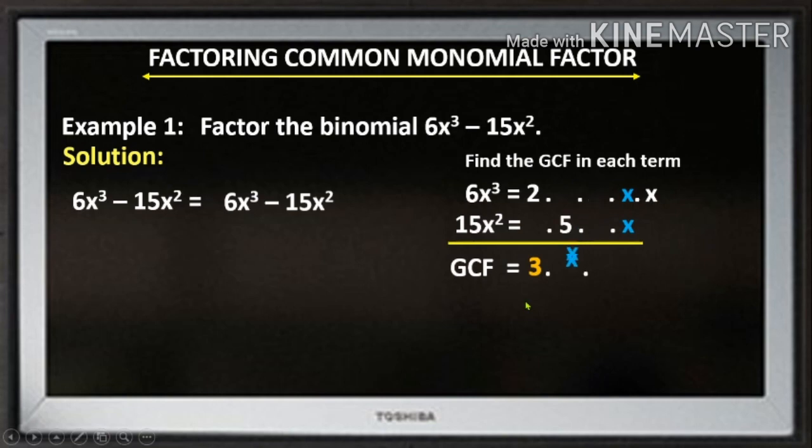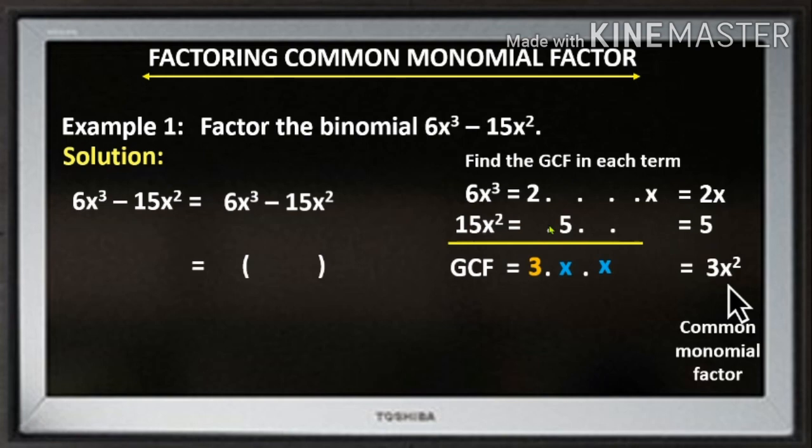So we have this, and the greatest common factor or the GCF is equal to the product of these prime numbers, which is 3x squared. Okay, so what is left in the term 15x squared is 5, so we write here 5. In 6x cubed, what is left are the prime numbers 2 and x, so we multiply 2 and x, and that becomes 2x.